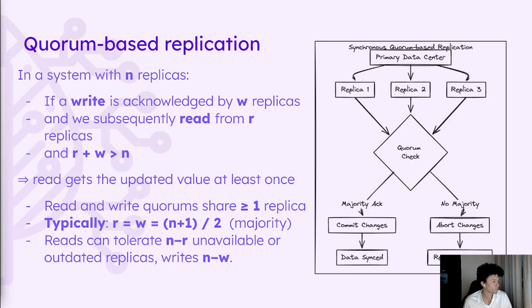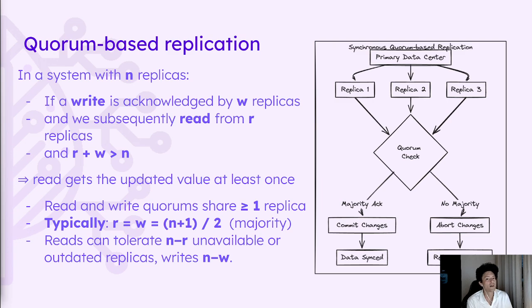Okay. Quorum-based replication. I think you're definitely going to see that later, but it's a good opportunity to see this one as well in consistency and replication. So suppose we have 3 replicas, or n replicas to generalize. If a write is acknowledged by W replicas, and we subsequently read from R replicas, and the sum of R and W is greater than the number of replicas, then the read gets the updated value at least once.